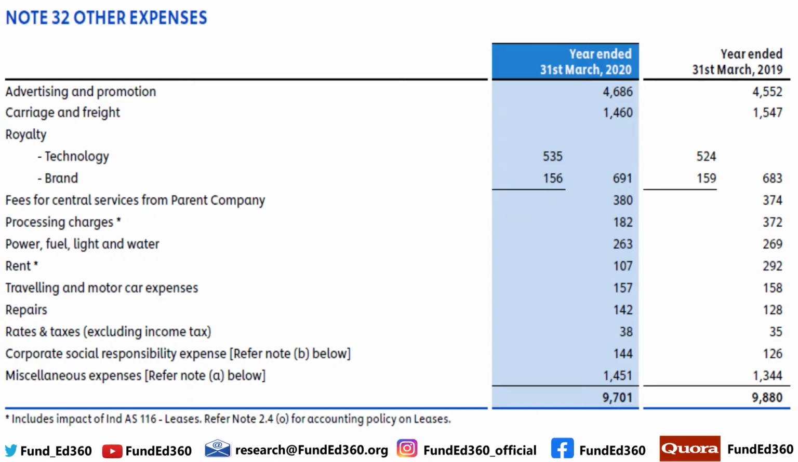Then comes the total expenses. So adding up all the expenses we have seen above, it becomes clear that HUL has incurred an expenditure of rupees 30,229 crores in that financial year.